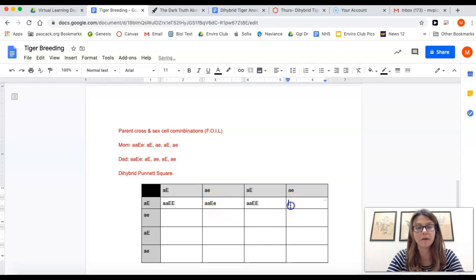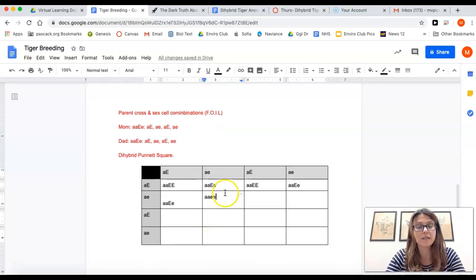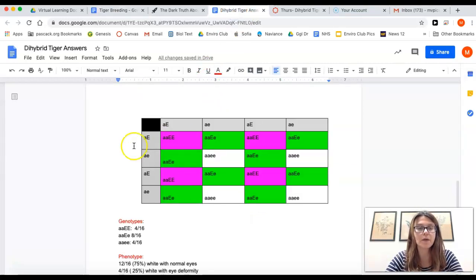If you look at these combinations, all of these tigers are going to be white, but they're all going to have normal eyes because they all at least have one capital E. If we continue, we get to this box where it actually has all recessives. So it's going to have that white coat, but now it's going to have the eye deformity. As you continue to fill this out, it's going to look like this.